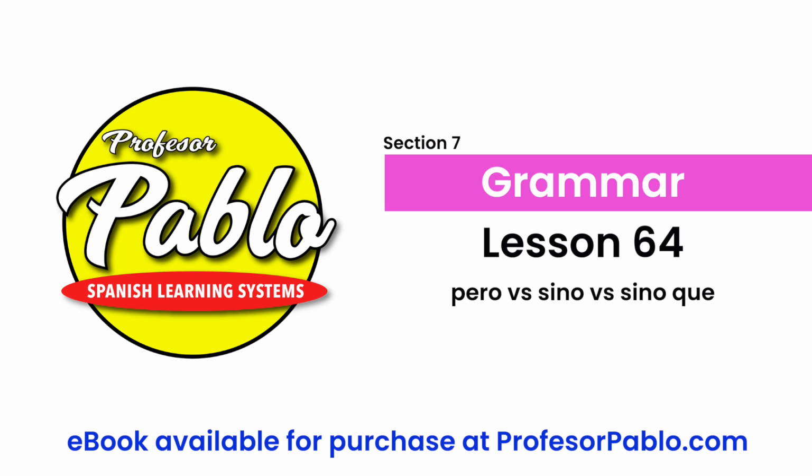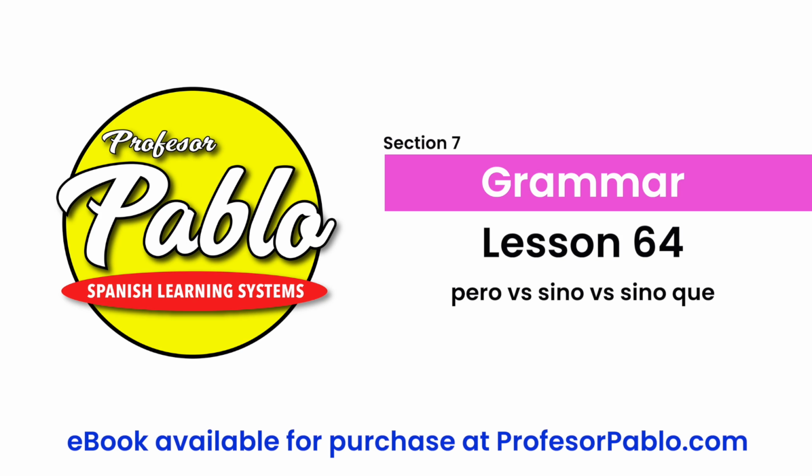For example, no vamos a cantar sino bailar. We're not going to sing, rather instead we're going to dance. The second part of a sino sentence basically corrects the first part. Now in sino que, it's the same thing. You're going to have a negation in front. You're going to say no something. Then you're going to come back with sino que and a conjugated verb. And the second part of a sino que sentence basically corrects the first part of the sentence.